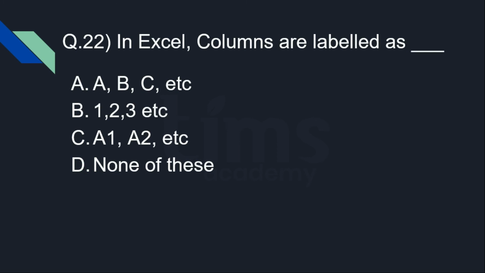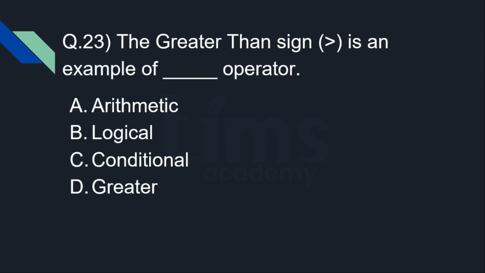Question number 22. In Excel, columns are labeled as: option A, A, B, C, etc.; option B, 1, 2, 3, etc.; option C, A1, A2, etc.; option D, none of these. The answer is option A, A, B, C, etc.